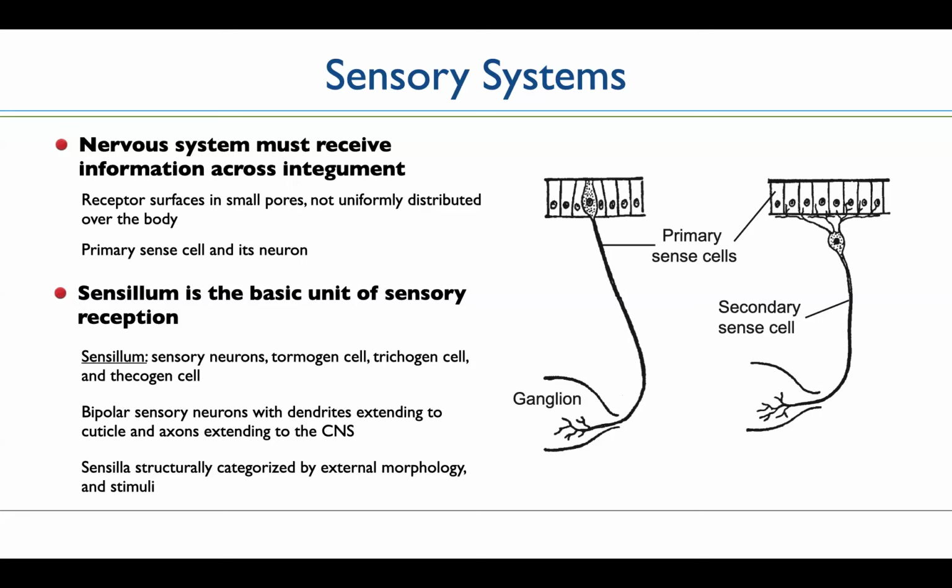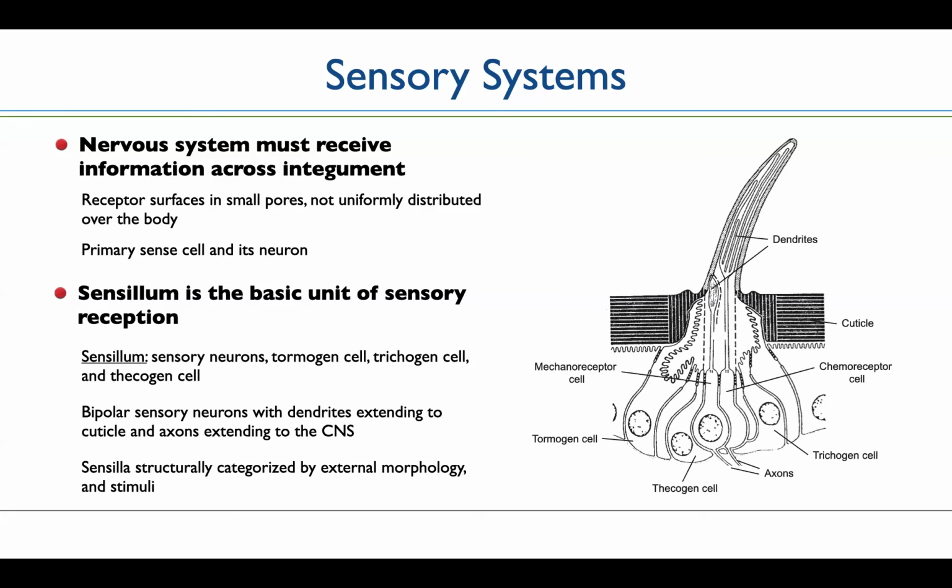So within the integument here, you'll have these sense cells. They can take different forms. Of course, it really depends on what their overall function is going to be. And then again, they are connected to those neurons to be able to drive behaviors. So the sensillum is the basic unit of sensory reception. You can have sensory neurons, and the structure has a tormogen cell, a trichogen cell, and a thecogen cell. Right here is where I'm going.